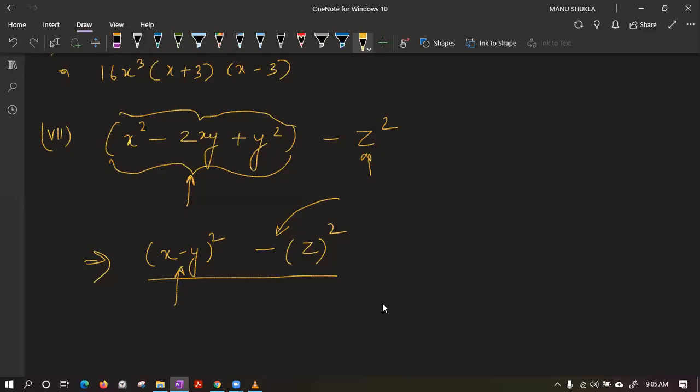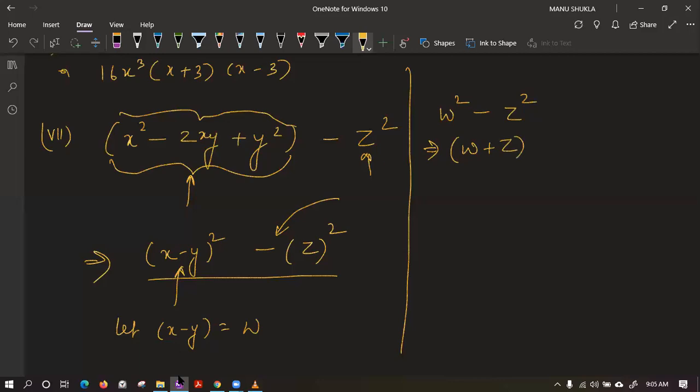I can understand this as let x minus y is equal to w. I can take x minus y as w. This is known as substitution. So this becomes w square minus z square. Now class, what comes to your mind? Formula number 3. Very good. It can be written as w plus z and w minus z. And now tell me, is this the final answer or we have to resubstitute? We will have to resubstitute.